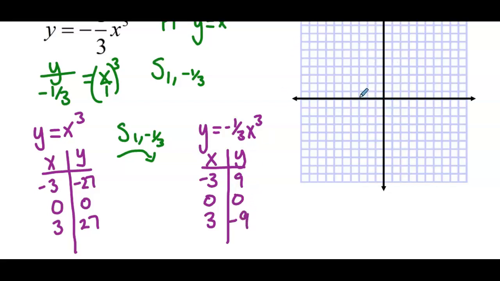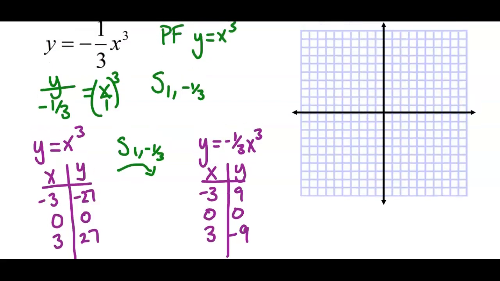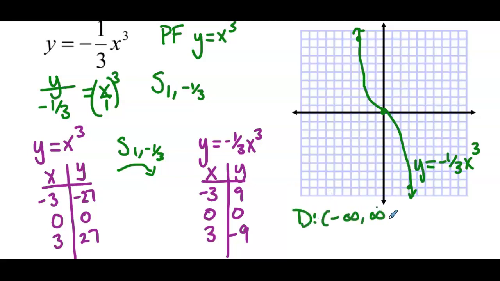So we have -3, 9, 0, 0, and 3, -9. So the graph of our cubic function looks like that. So y equals -1/3 x cubed. The domain is all reals, -infinity to infinity. And the range is also all reals, -infinity to infinity.